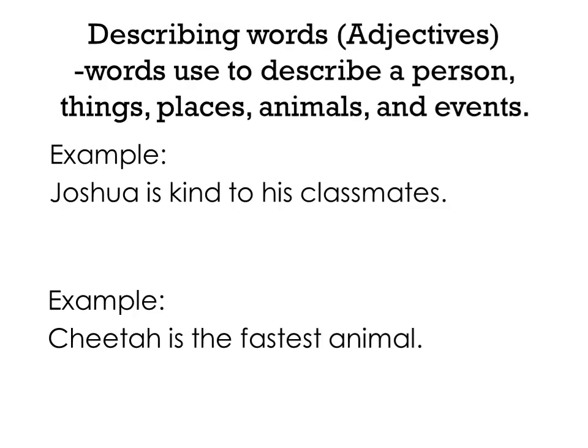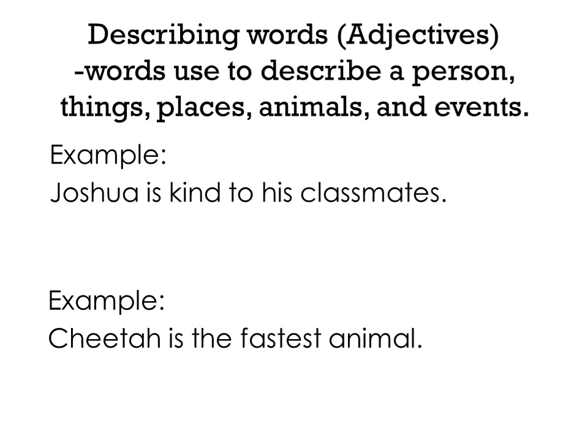So now, before we go to describing paragraph, we need to understand first what are describing words. Describing words are also known as adjectives. Describing words are words used to describe a person, things, places, animals, and events. So I have here two examples. Let's have example number one.